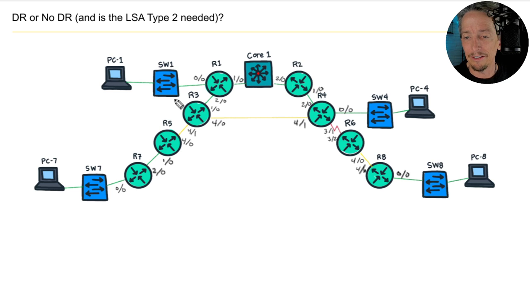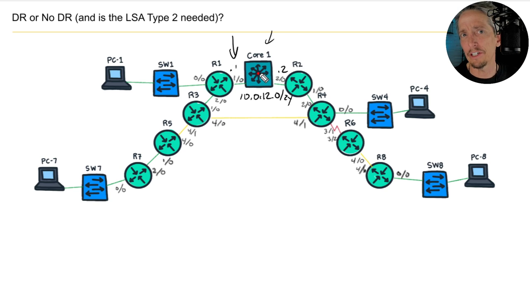Let's imagine this network right here. A question from the last stream was, how come this is just one network? This is the 10.0.12 network with a 24-bit mask. R1 is .1 and R2 is .2. How come that's one network? Isn't there a middle device?